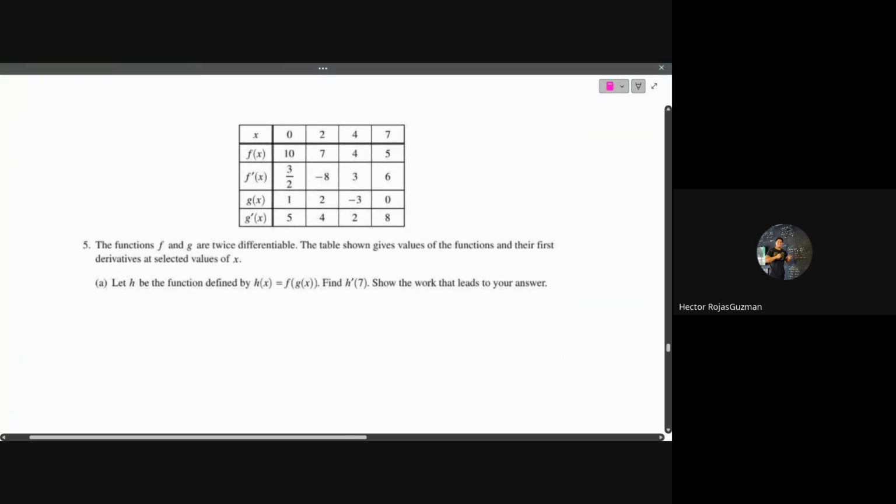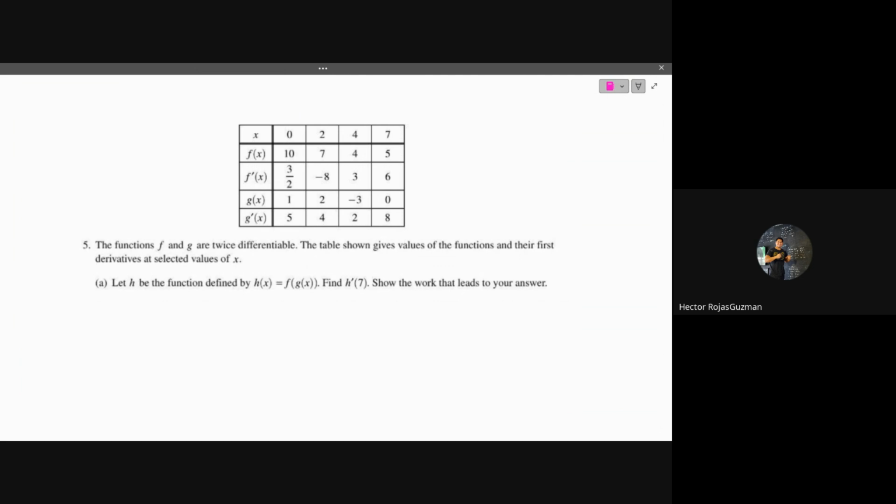All right, everybody, welcome back to the 2023 FRQ free response. We left off with question number 5.